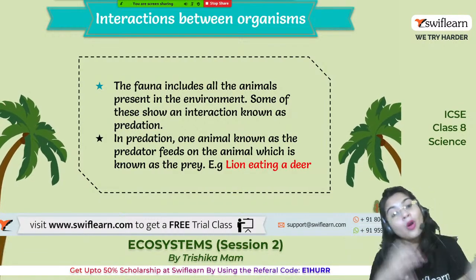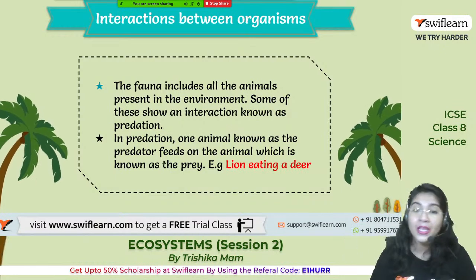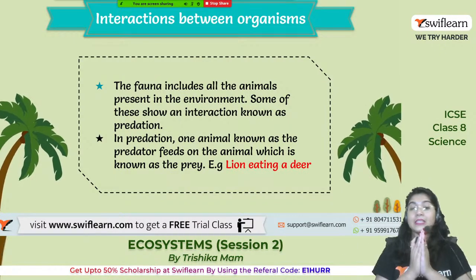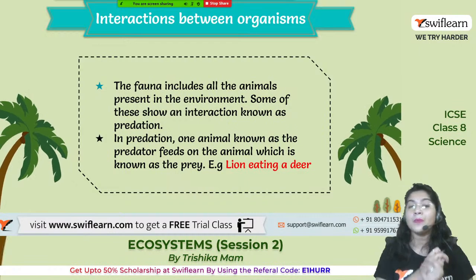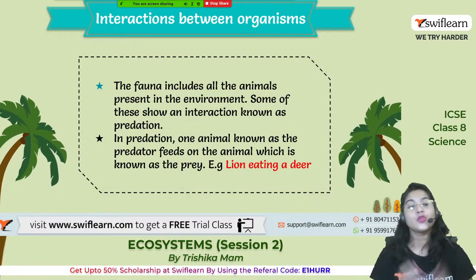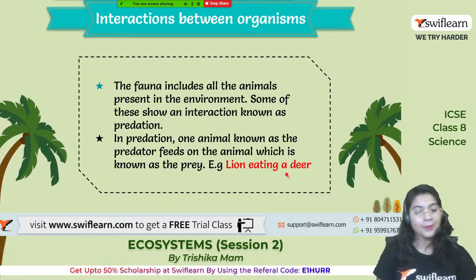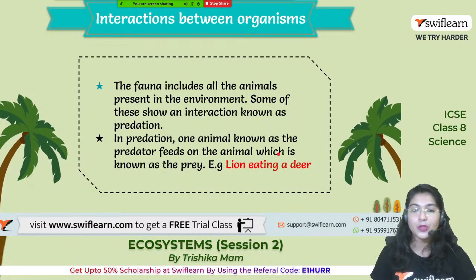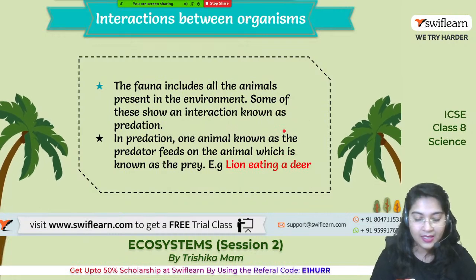तो डियर को खा रहे हैं, तो डियर विल बी द प्रे, एंड लायन इज ईटिंग द डियर, मतलब लायन विल बी द प्रीडेटर. ठीक है ना? तो दिस टाइप ऑफ इंटरेक्शन इन द इकोसिस्टम इज नोन एज द predation. Clear है up to this much? Any question beta? Yes.